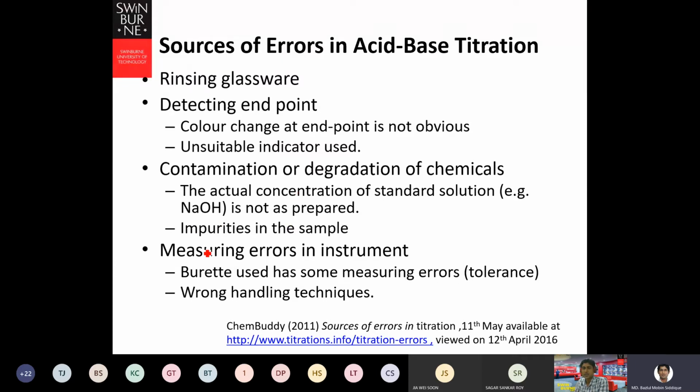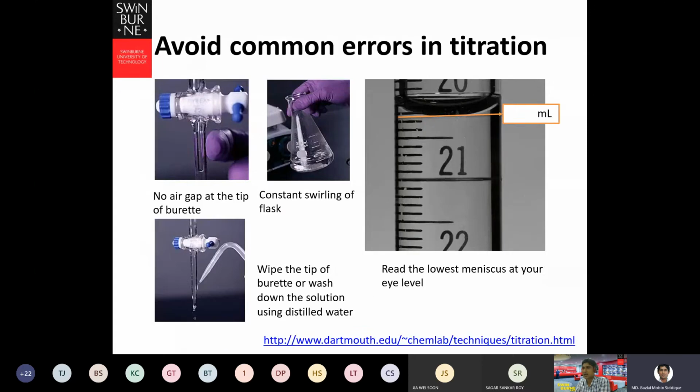So if you do not do the standardization or test tolerance, or calibrate those instruments that we are using, there are more chances that error can occur.